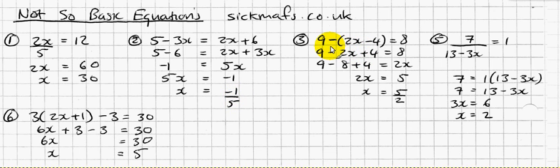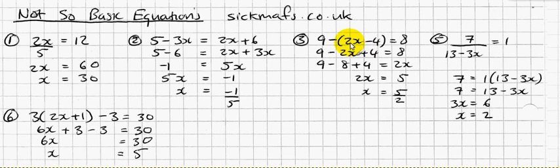This one just requires you to multiply stuff out first. So this is in fact saying 9 minus 2x minus 4. Now minus all of this means just do the opposite of each thing, or you can imagine it as minus 1 times each thing inside.